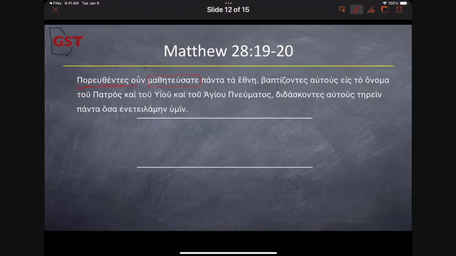I'm sure I'm saying it wrong. And then the other one is here, baptizontes. Is there an article with baptizontes? No, there's not. So it's functioning adverbially. And the main verb is the same, make disciples, right?